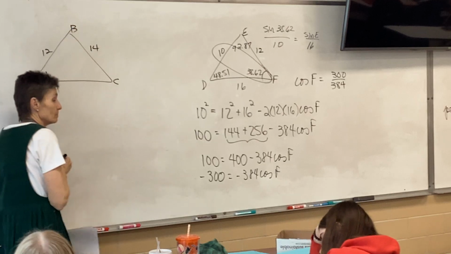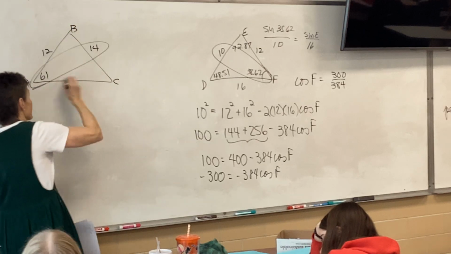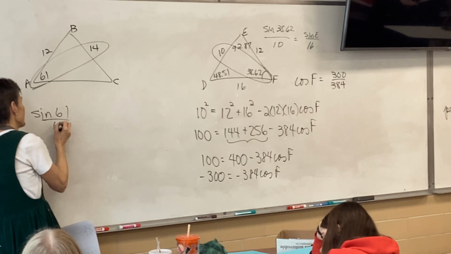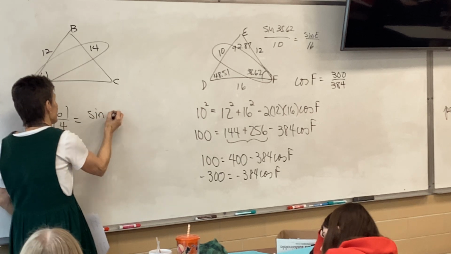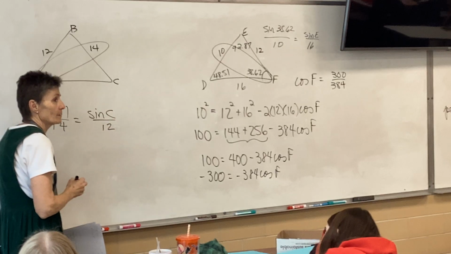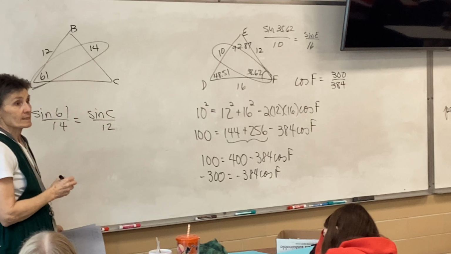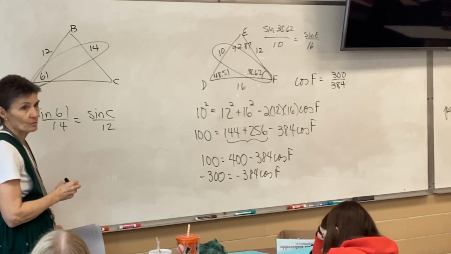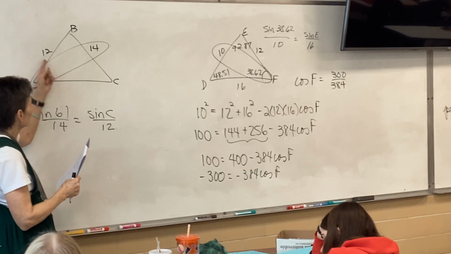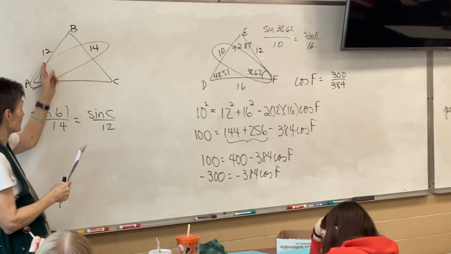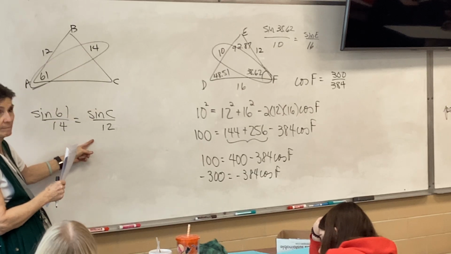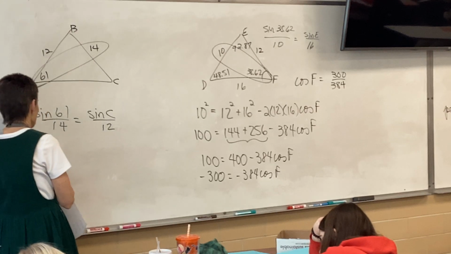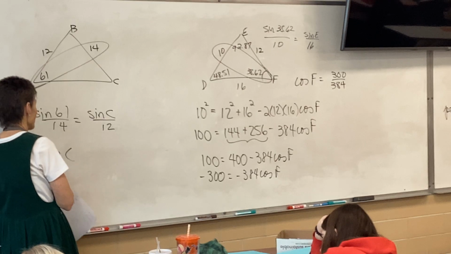All right, here we go. Do you see this? Sine 61 over 14 equals sine C over 12. Now I know what some of you are thinking, well, how come you're not using B? I can't use B because I don't know what side B is. I have to go with C. You see that? I have no choice. All right, so when I solve this, I'm going to cross multiply.